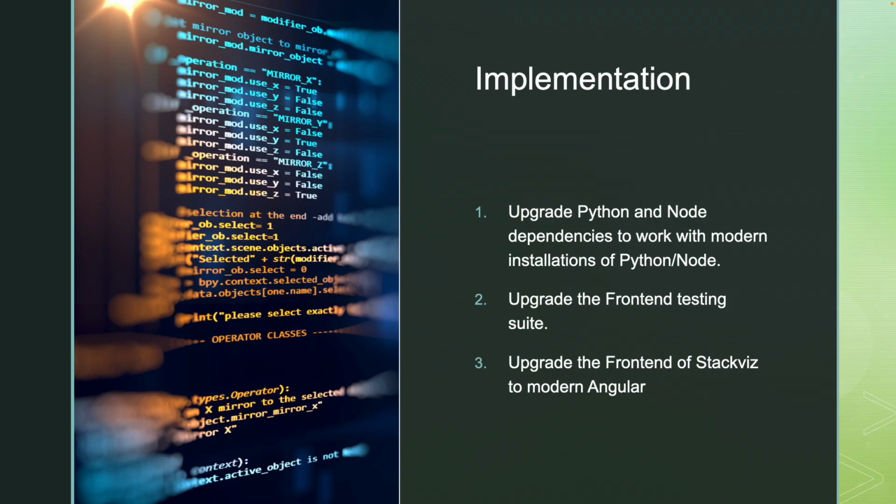So for the implementation of fixing StackViz, we did it in three major steps. The first one was to upgrade the Python and Node dependencies to work with modern Python and Node. Previously, to use StackViz, you had to have Python 2.7 or lower, and it really wouldn't work with Node 12 or above. You had to have less than that. And if you go download Ubuntu, Debian, or RHEL right now, you're going to find dependencies way newer than both of those.